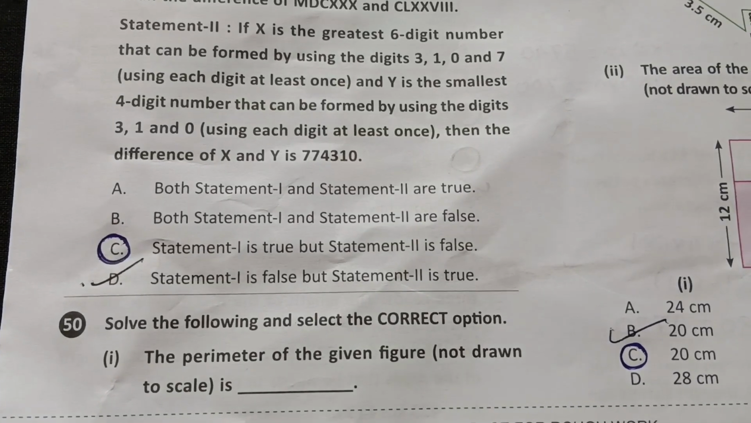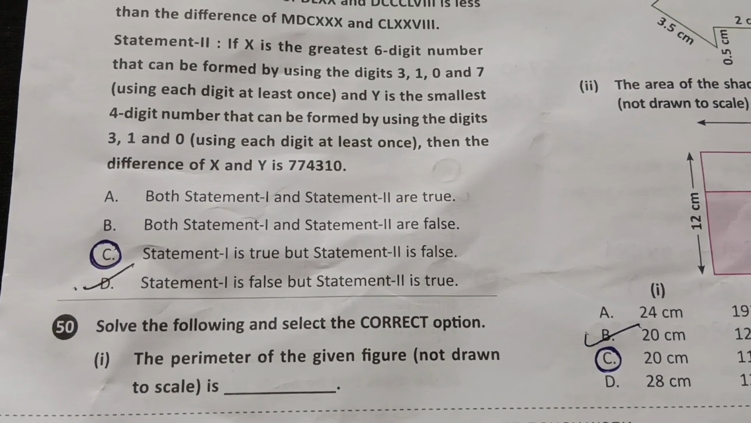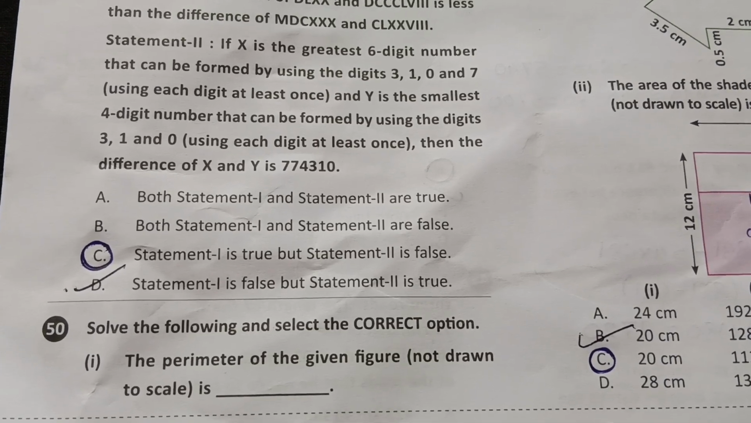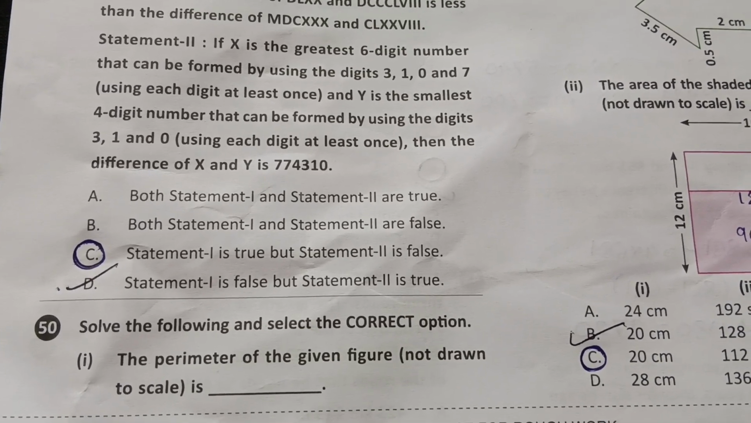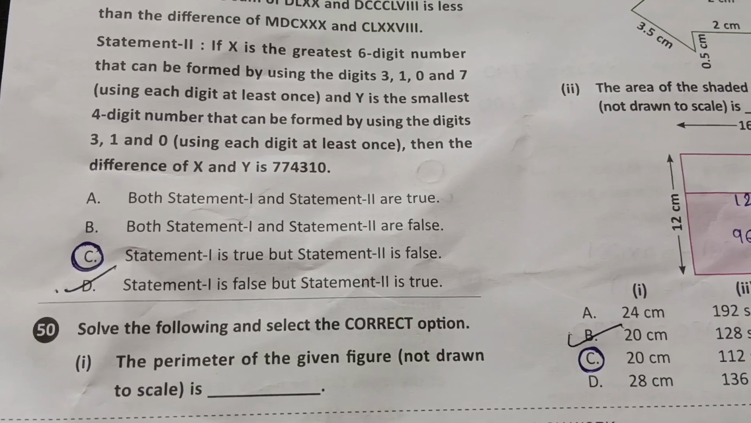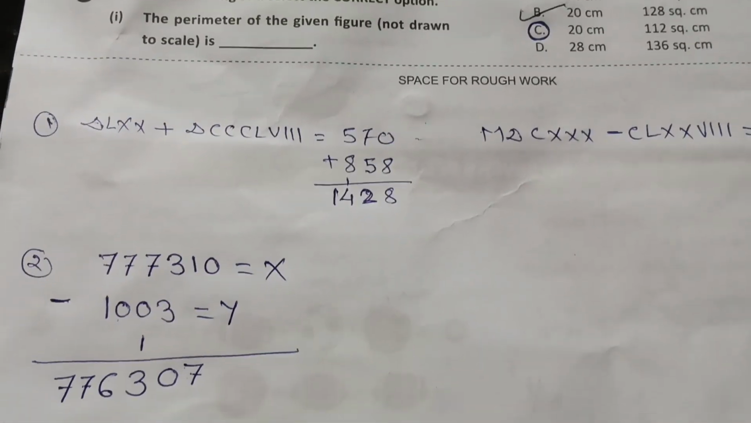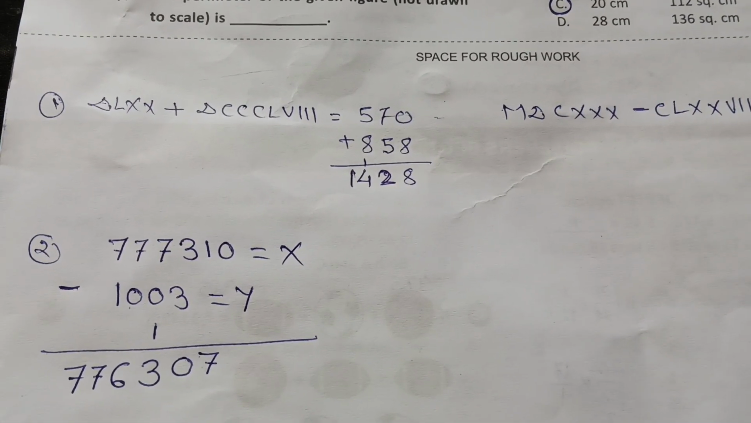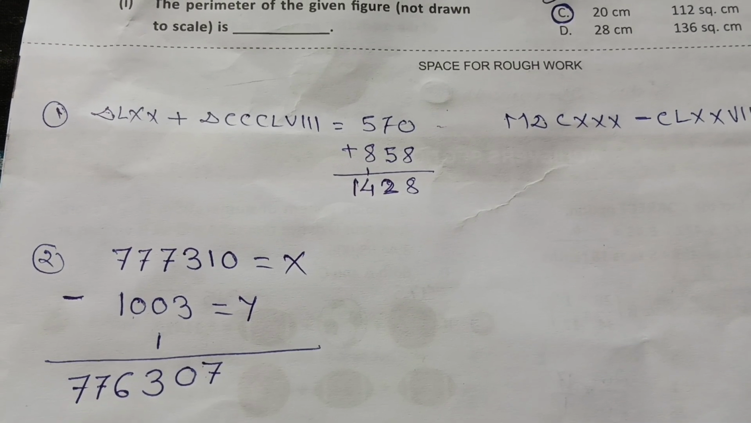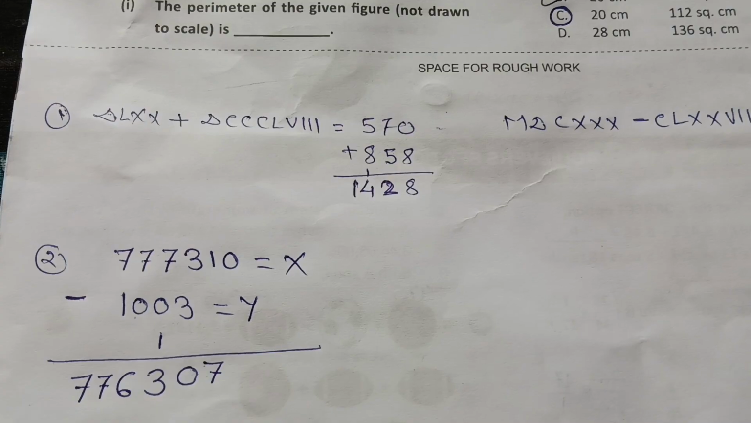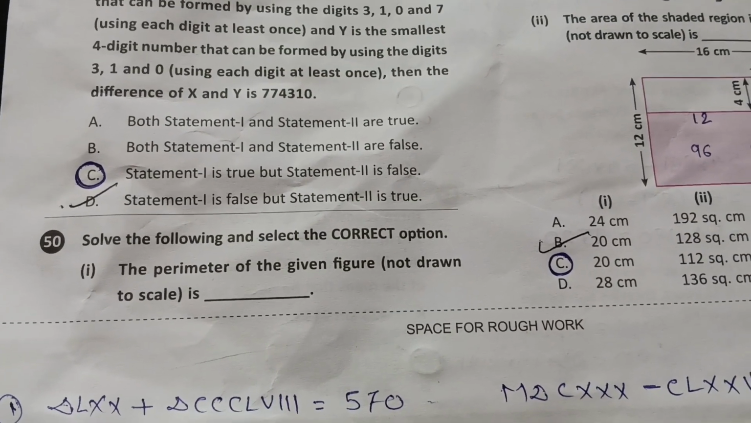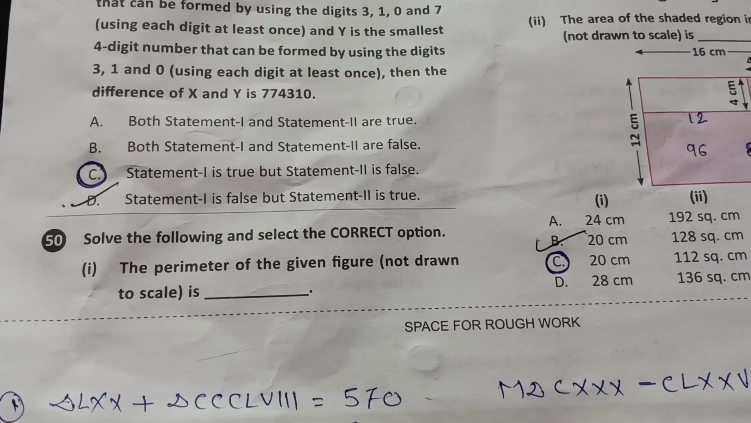So this statement is correct. Statement 2, if x is the greatest 6-digit number that can be formed using the digits 3, 1, 0, 7, and y is the smallest 4-digit number that can be formed using the digits 3, 1, and 0, then the difference of x and y is 776,310. See, the greatest 6-digit number is 777,310 and the smallest number is 1003. Their difference is 776,307. So this statement is wrong. So option C, first is correct and second is wrong.